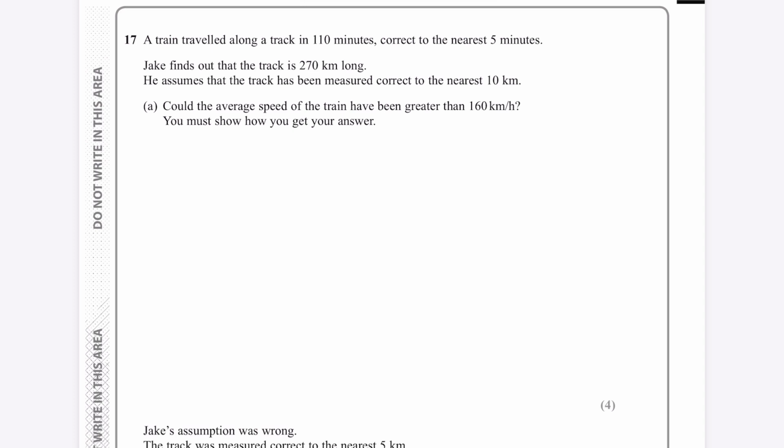Okay, so we've been given time, but it's got bounds because it's to the nearest 5 minutes. So if I look at time here, it's 110 minutes, but it's got bounds of 5 minutes. If I divide that by 2, that's 2.5. So that means this has an upper bound of 112.5 and a lower bound of 107.5 minutes.